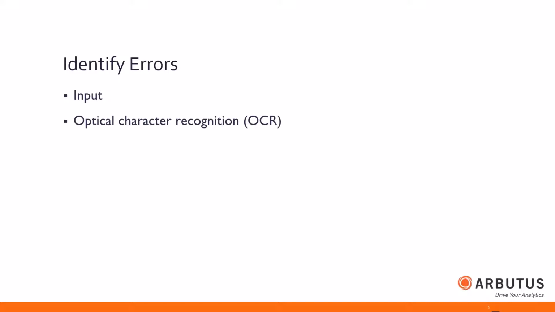Second, optical character recognition, or OCR. This is used in scanning documents to transform the images on the documents to data that can be added to a database. Now, OCR is not foolproof. It can misidentify the letter O as a 0, the number 1 as an L, or a capital I as a 1 or an L.